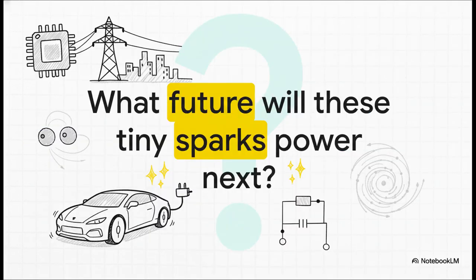And that's really the big takeaway here. All of these fundamental principles, from the simple pull between two charges to the rules of a complex circuit, they aren't just textbook ideas. They are the absolute building blocks of our entire modern world. Every phone, every satellite, every EV, it all runs on these same basic rules, which just leaves one final, really exciting question. Now that we know the rules, what incredible future will these tiny sparks power next?